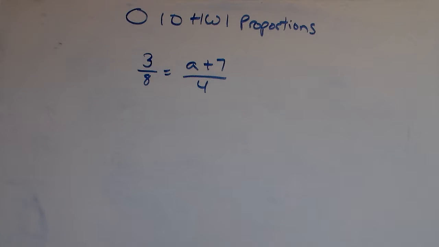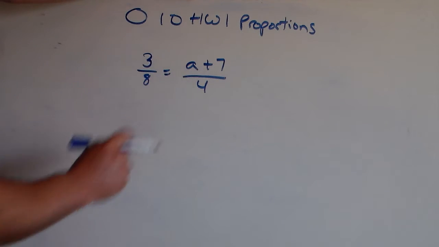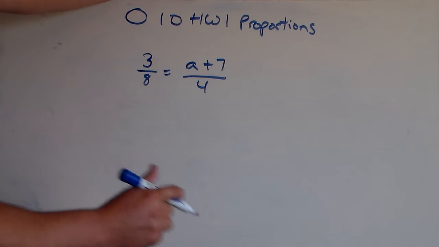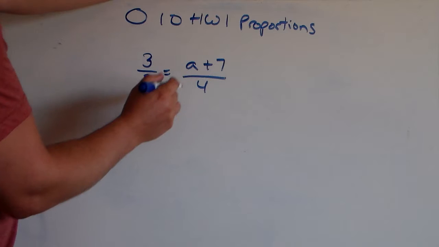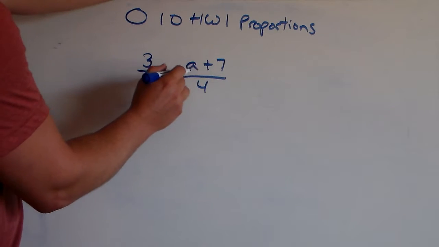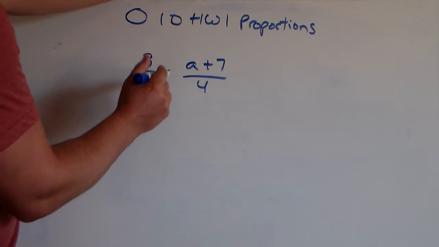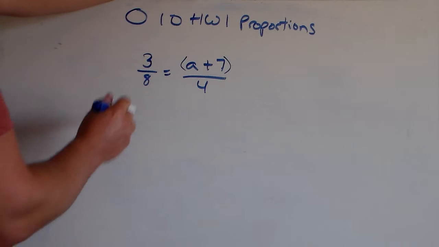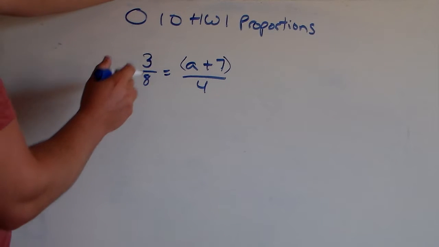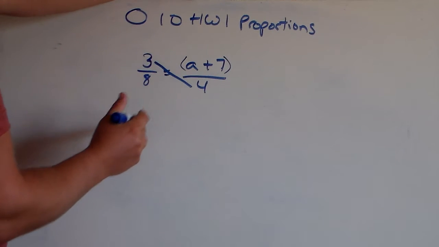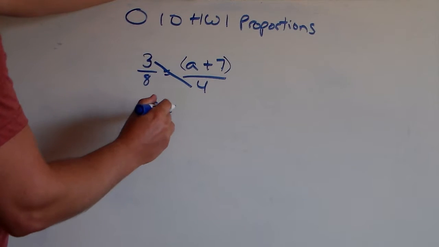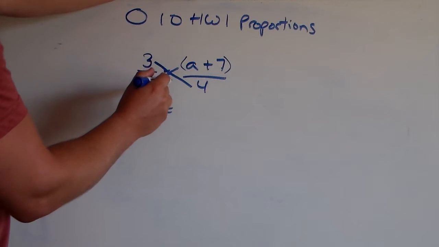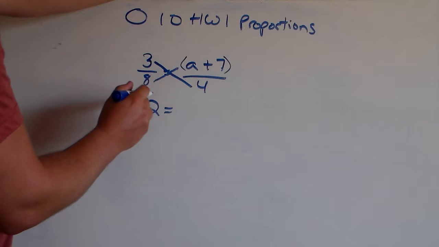Alright, this is problem number 7. We have a proportion here, and our goal is to find out what is the value of A, that variable A. So notice here, this problem is a little bit different. We have two terms located in the numerator of this fraction on the right-hand side. Anytime you have multiple terms, it's a good idea to put parentheses around them, especially when you're going to cross multiply. Now, 3 times 4, you know, is 12. Now this 8 is going to be multiplied to both the A and the 7.